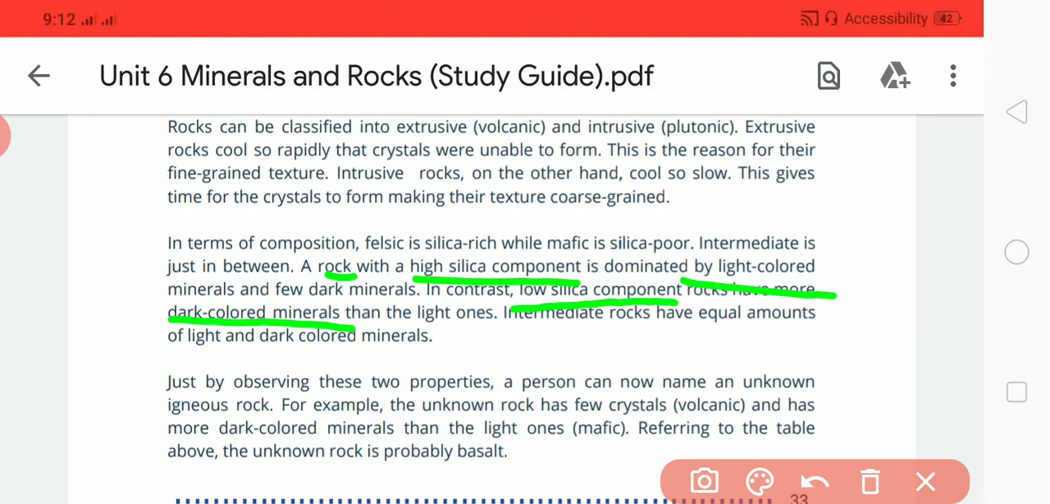For example, the unknown rock has few crystals. That means it has only small crystals, or it is fine-grained. So we can assume that it belongs to extrusive igneous rock and has more dark-colored minerals than light ones. That means it is mafic. So referring to the table above, the unknown rock is probably a basalt.